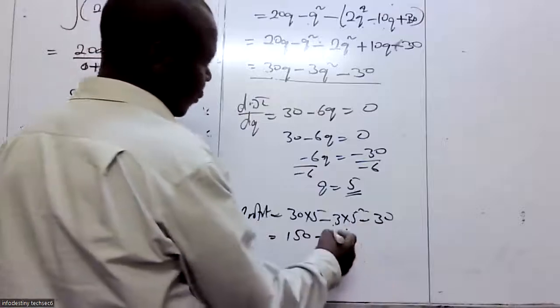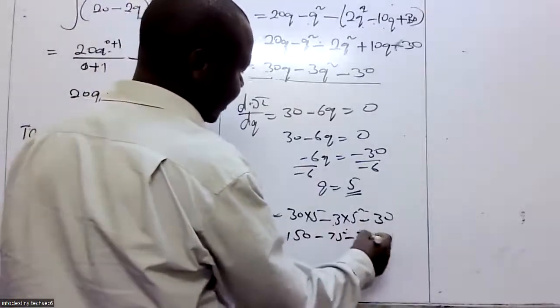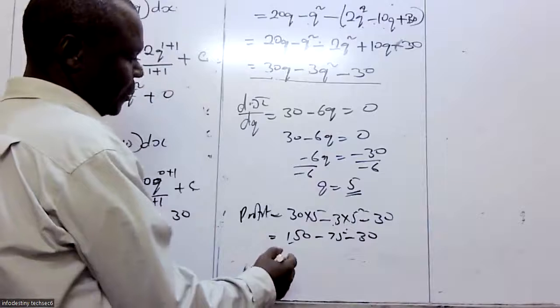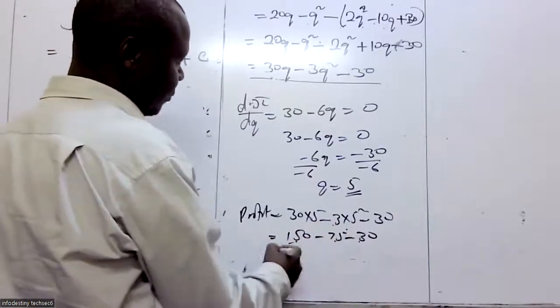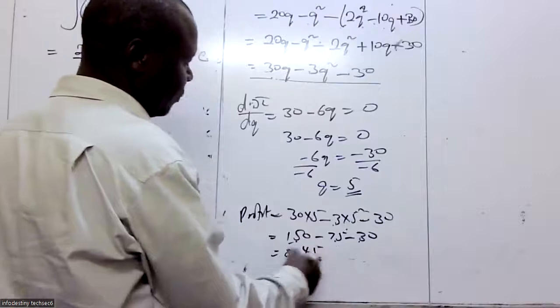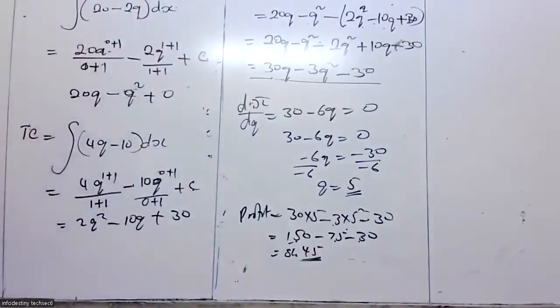75 minus 30. So this one minus this, profit is going to be how much? 45. That's going to be our profit. Now, the next, they want you to find out the price per unit.